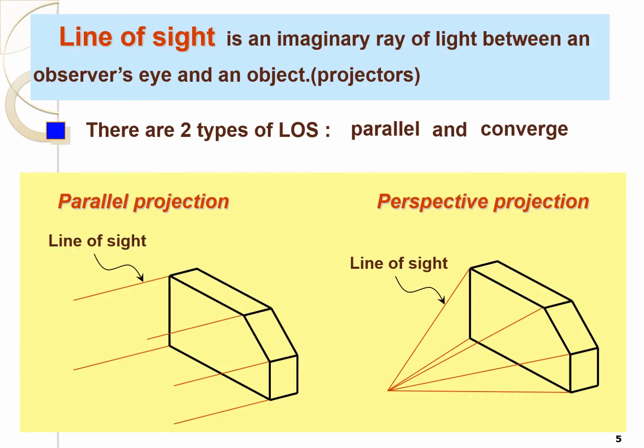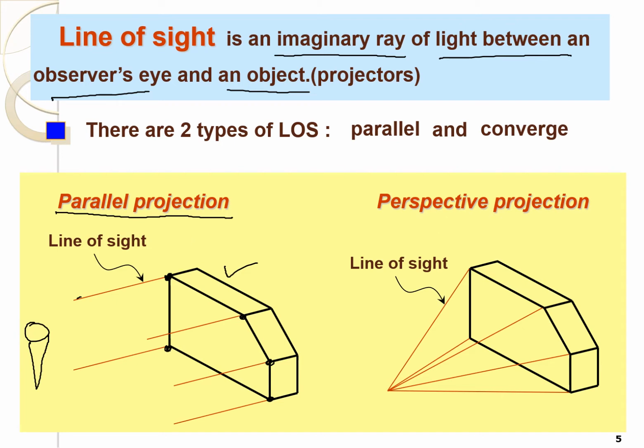As you can see, the line of sight is an imaginary ray of light between an observer's eye and an object. So this is our object, and let's say this is an observer, and these are the lines of sight. They come out from the corners. As you can see, these are my corners, and the line of sight originates from the corners of this object. And in this case, this is the parallel projection.